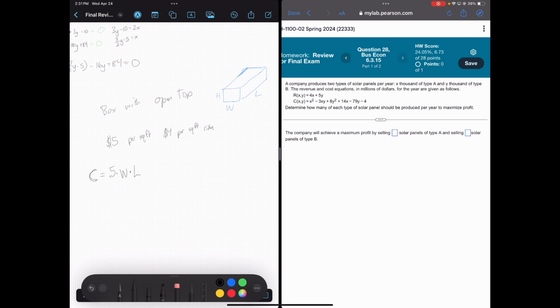The sides are going to be similar. How do I get the area of this side? That's just height times width. And it's $4 for that side. So $4 times height times width. And then this front side. How do I get the area of that front side? Length times height. But it's $4 for that side. So I get this: 5 times length times width plus 4 times height times width plus 4 times length times height.